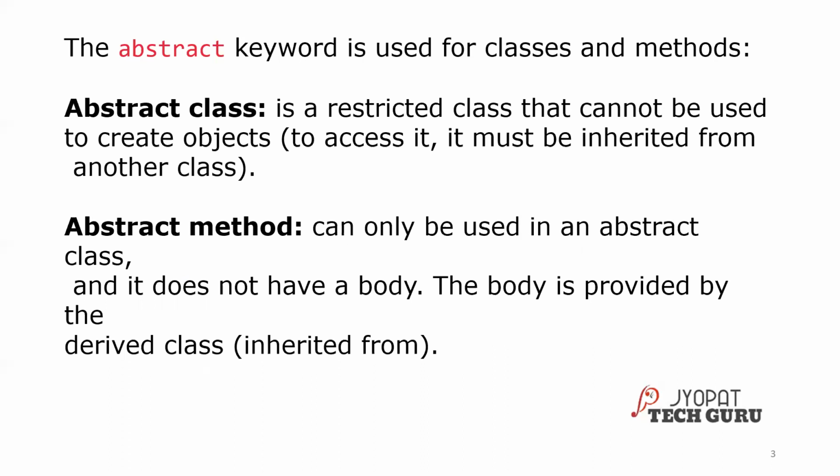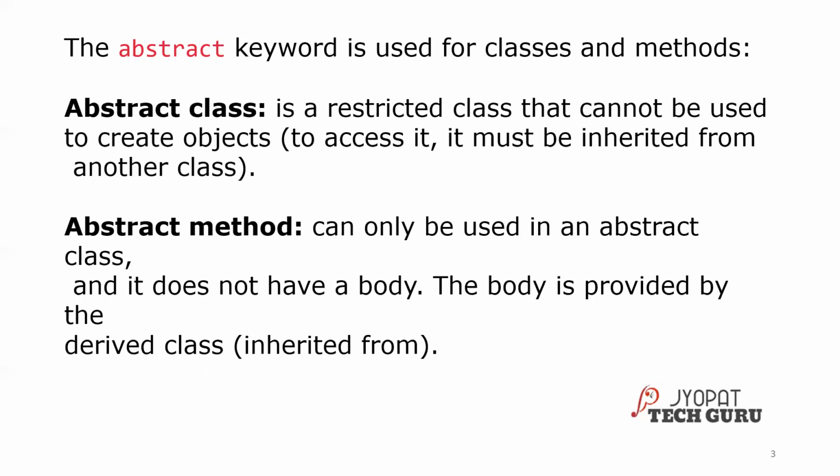What is an abstract method? If you add the abstract keyword to a method, it is called an abstract method. This can only be used in an abstract class and it does not have a body. The body is provided by the derived class that inherits from it. At least one abstract method should be present inside your abstract class. Otherwise, if you are simply creating an abstract class, there is no use at all. You can have any number of non-abstract methods, any number of abstract methods, but at least one abstract method should be present.